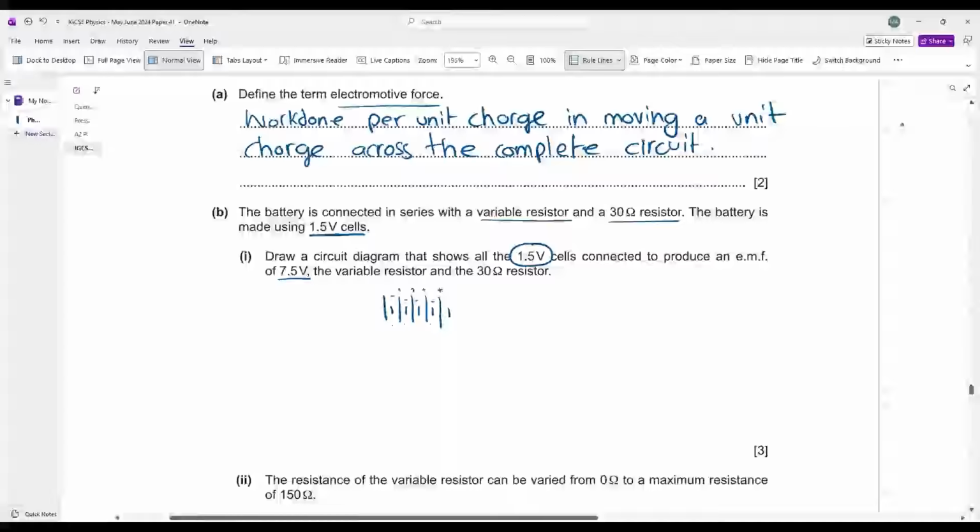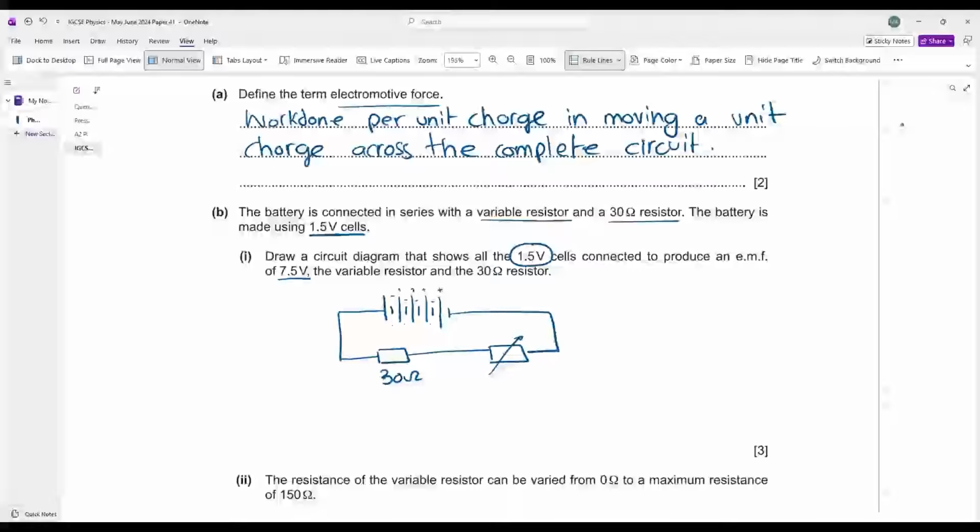Total ये क्या हो जाएगा? 7.5. You connect a 30 ohm resistor with it, like this. And then you connect a variable resistor with it, like this. ये आ गया आपका variable resistor. सिर्फ सर्किट को बंद कर दो, you have your circuit. Always remember, if you have one 1.5 वोल्ट सेल, अगर आप इसका नेगेटिव टर्मिनल दूसरे के पॉजिटिव के साथ कनेक्ट कर दोगे, टोटल वोल्टेज ऐड अप हो जाएगा. It will become 3 volts. Similarly, I have connected 5 cells here.